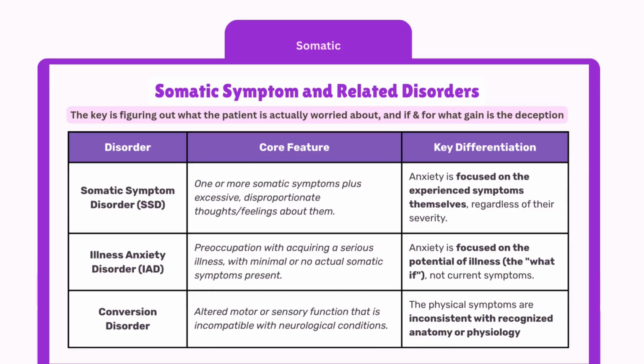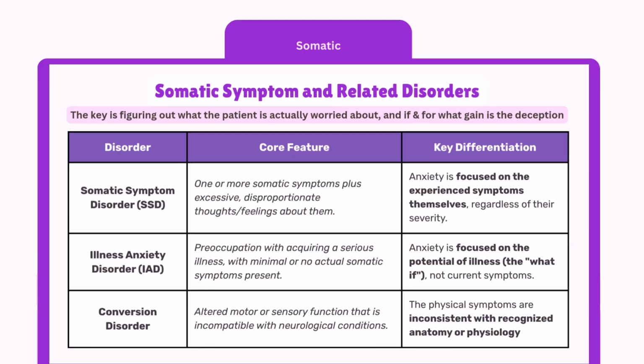Next, conversion disorder. The core feature of conversion disorder is the altered motor or sensory function, such as sudden blindness or paralysis, that is incompatible with the recognized neurological conditions. For example, a veteran suddenly loses the ability to move their legs after a stressful event, but a neurological exam shows their reflexes and nerve responses are intact. And so, this disorder is uniquely identified by the inconsistency between the physical symptom and known medical science.